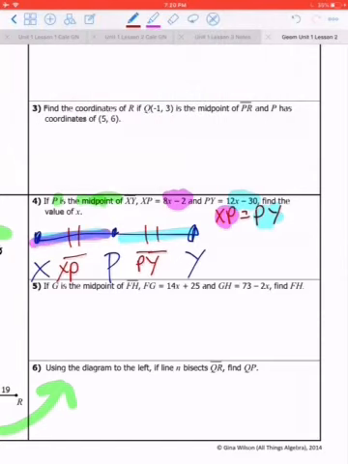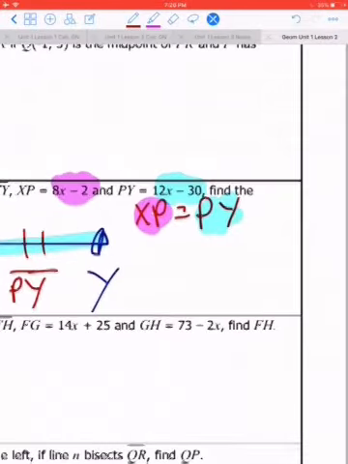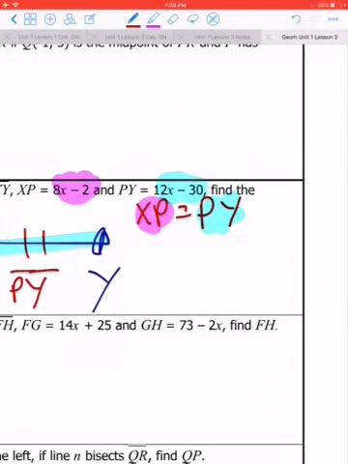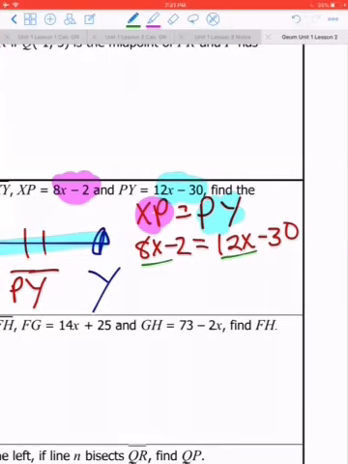Alright, so let me zoom in there. Alright, let's substitute first. So XP is 8x minus 2, and PY is 12x minus 30. Okay, and when we're solving equations, you want to move your x's to one side. I usually pick the bigger side. So 12 is bigger than 8. I'm going to move my x's to the 12 side, and that way I don't deal with negatives as much. It's a really helpful habit for when you get into inequalities, which we will.